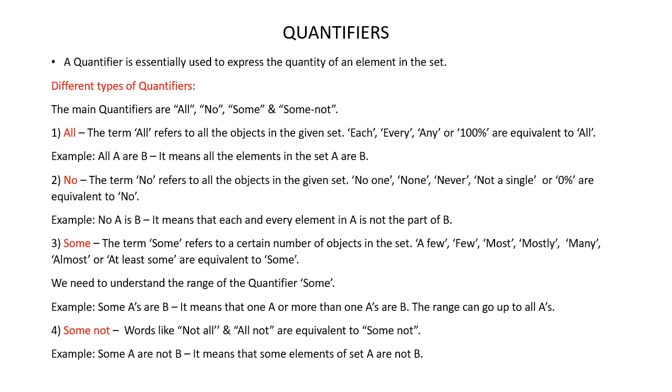Let's learn about the quantifier no. The term no refers to all the objects in the given set. No one, none, never, not a single, or 0% are all equivalent to the quantifier no. That is, all these words mean no. For example, no A is B. This means that each and every element in A is not a part of B.